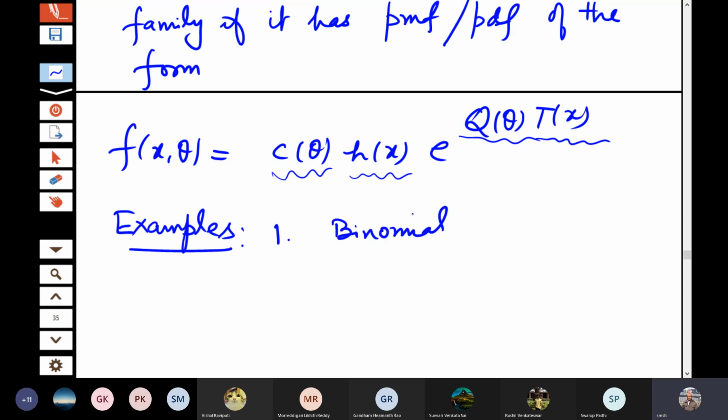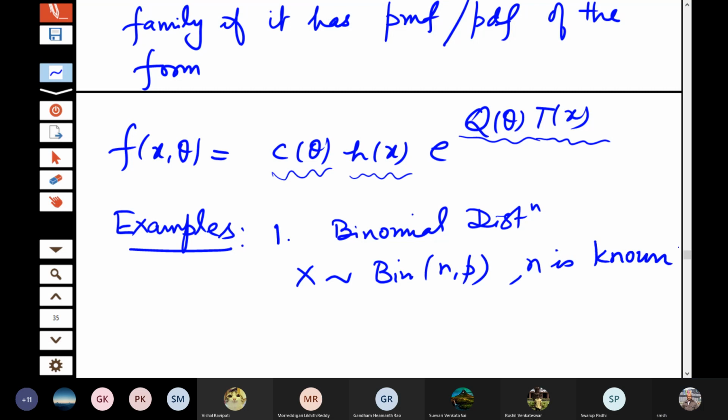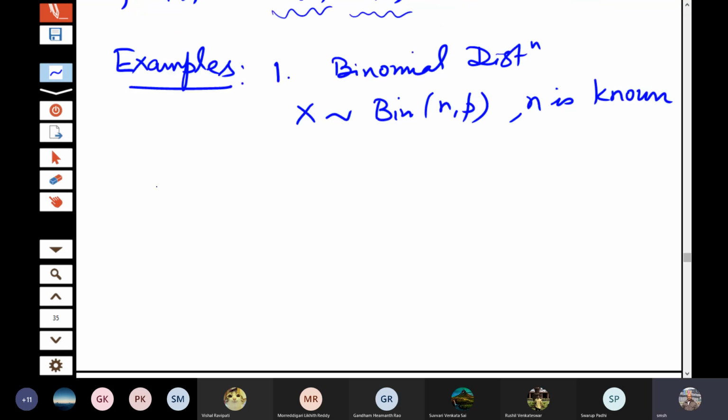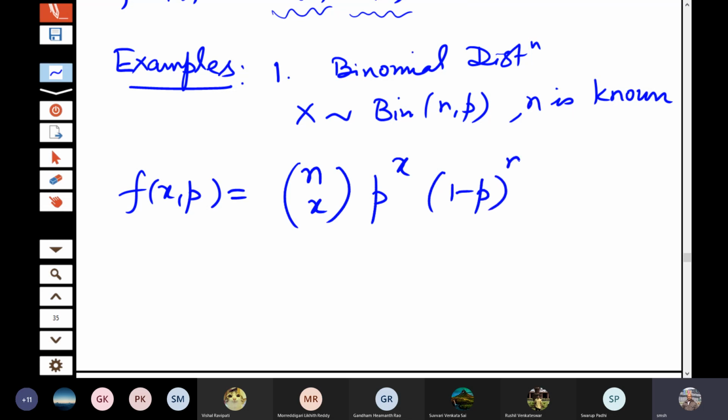So let us consider, say, the binomial distribution. I consider X follows binomial(n, p), where n is known. Then how do you write down the form of the probability mass function? It is nCx p to the power x (1 minus p) to the power n minus x, x equal to 0, 1, 2, ..., n, and p is between 0 and 1. Sometimes we put 0 less than or equal to p less than or equal to 1; sometimes inequality is there, sometimes equality is also there. Okay, so I am writing like this.